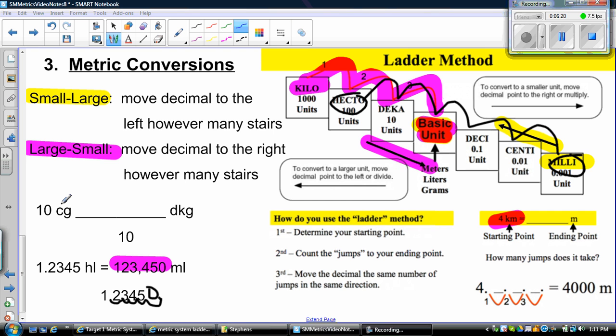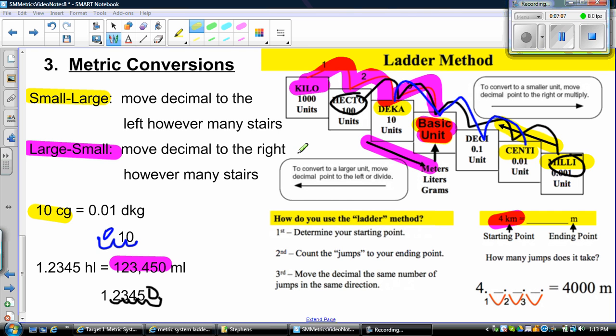Okay, so now let's do this example above where we're working with small to large. I'm going to go from centigrams to decagrams. So I'm going to start here at centi, and I'm going to go to deca. When I'm going from small to large, I'm going up the staircase. I'm going to move the decimal to the left, however many stairs. So let's count those stairs: 1, 2, 3. I'm going to move my decimal 3 places to the left. So here's my decimal. I'm going to move it 3 places: 1, 2, 3. Put my decimal, and then I'm going to add a 0. So when I do that, my answer is 0.01 decagrams.